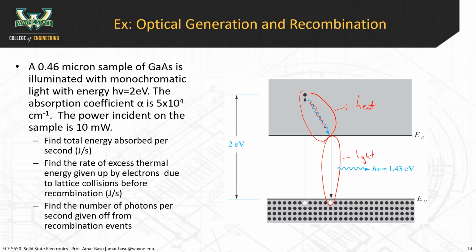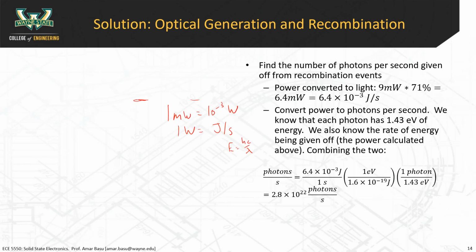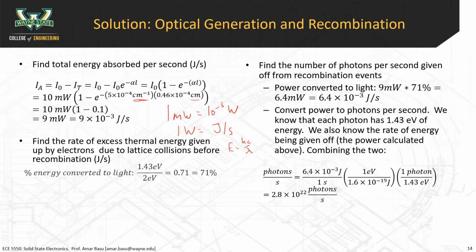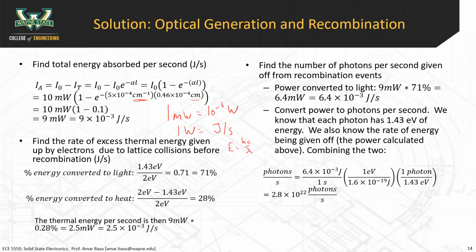All right, so find the rate of excess thermal energy given off by the electrons due to lattice scattering, lattice collisions. So for the second part here, we find the rate of thermal energy. And this is actually a quick problem to do. The way you do it is you consider that the percentage of energy converted to light is a fraction of the energy that was absorbed. Let me explain what I mean.